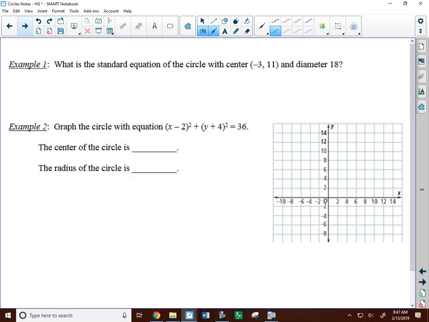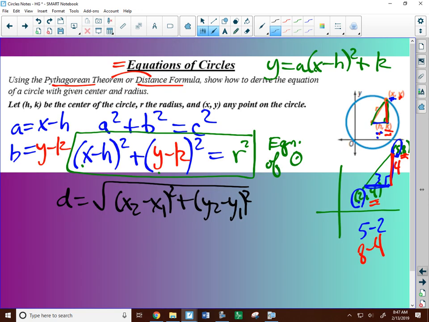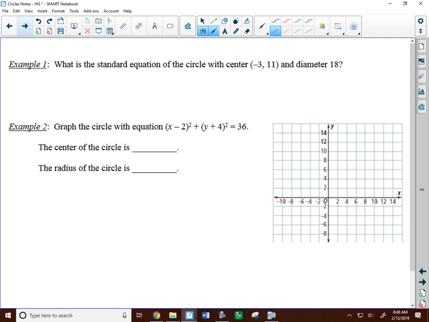First example, what is the standard equation of a circle with this center and diameter 18? By the way, I should mention up here, remember r was the radius, and then h, k, that's the center of your circle. So those are really the two things you need for a circle. You need a center and a radius. All right, somebody write it down for this one. The standard form, just writing the equation from above.